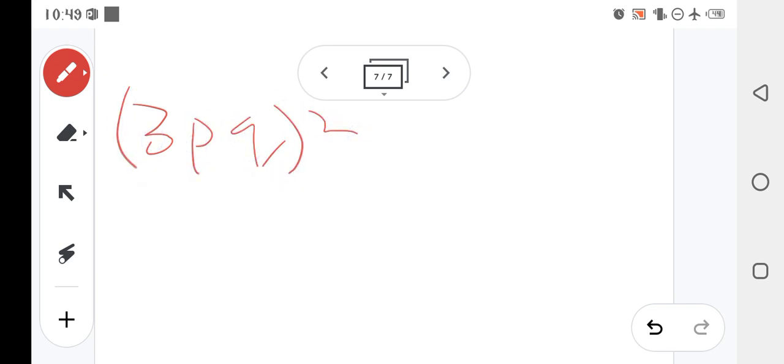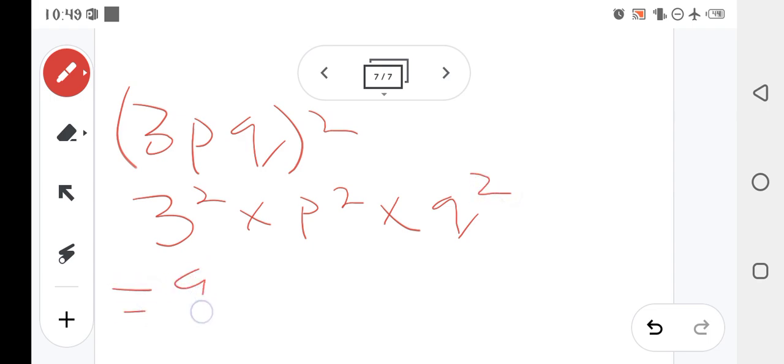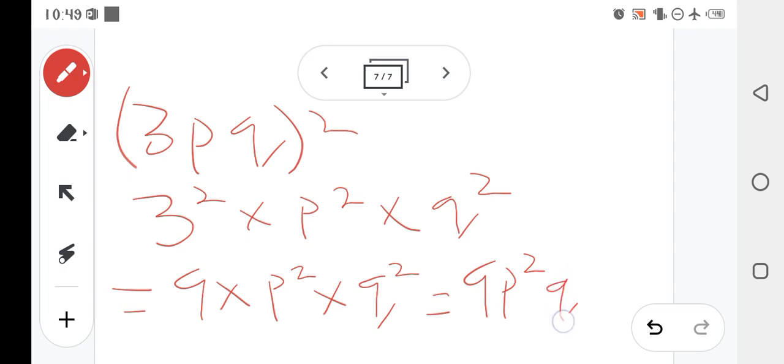The law states that everything in the bracket must be raised to the power of these 2 individually, meaning that you have 3 raised to the power of 2 times p raised to the power of 2 times q raised to the power of 2, which becomes 9 times p raised to the power of 2 times q raised to the power of 2, which becomes 9p squared q squared. So that is all about the law.